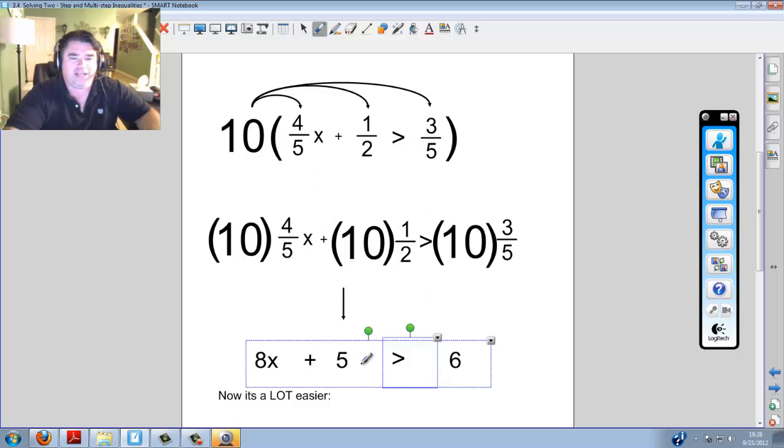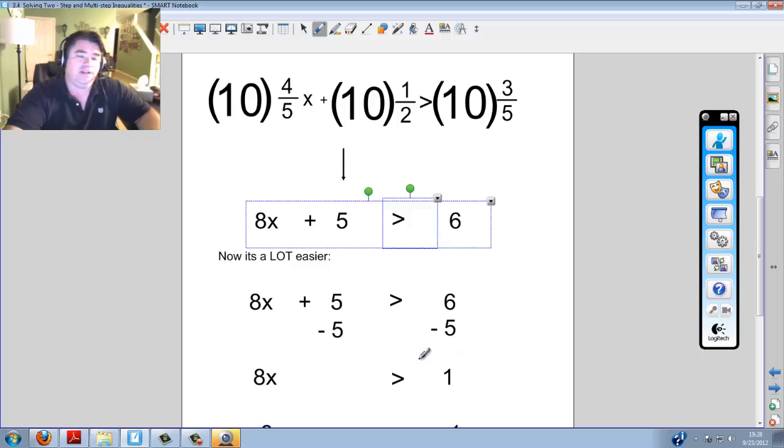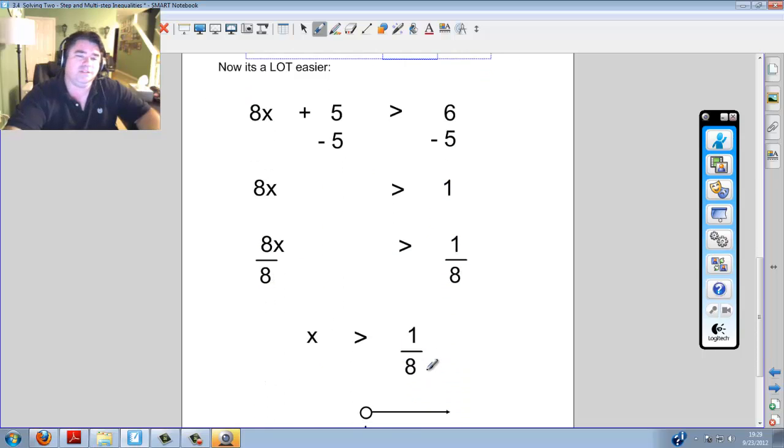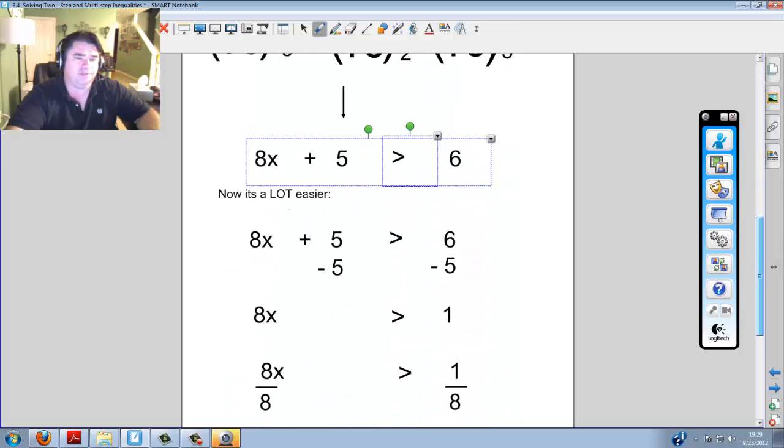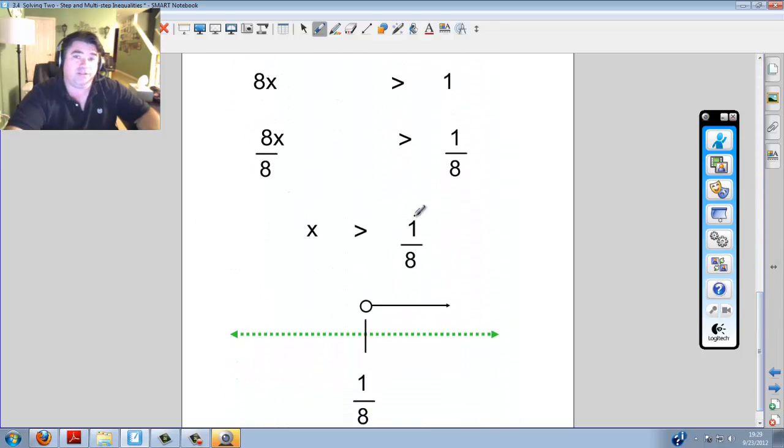But notice it got a lot easier here, because now instead of plus 5, I'm going to minus 5 here, minus 5 there. Instead of times 8, divide by 8 here, divide by 8 there. Still going to be a greater than sign. This whole time it's been greater than, because I never times by a negative. So x is greater than 1/8. Open circle, boom.